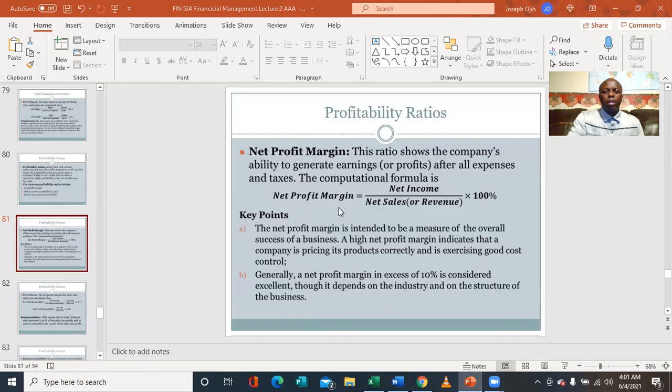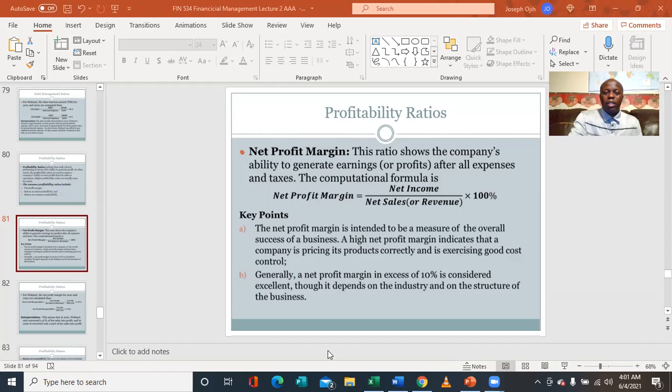When we want to assess a company's ability to generate earnings, and when I say earnings, I mean profits, after all expenses and taxes have been calculated, we use the net profit margin. And the formula for this ratio is net income divided by net sales.